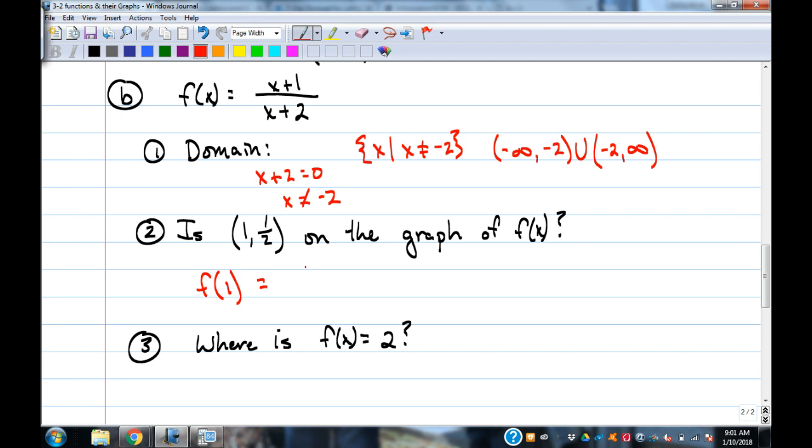So I'm going to plug that in. 1 plus 1 over 1 plus 2. So that'd be 2 over 3, which is not 1/2. What's that tell us about that point? That it is not on the graph. That's a big no to that.